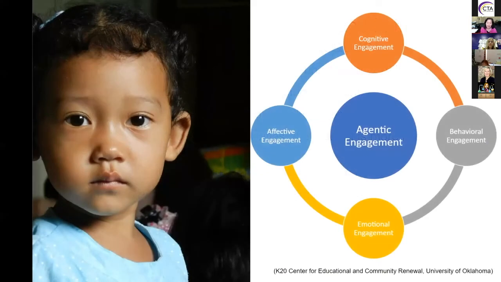All right, the next slide that I want to go over with you is the newest research that is coming out from the University of Oklahoma. It is about something called agentic engagement. Can all of you go ahead and write in the chat room, agentic, please? Excellent. Thank you, guys. That comes from student agency. The research from the University of Oklahoma talks about how there are 4 dimensions that are necessary to engage students.